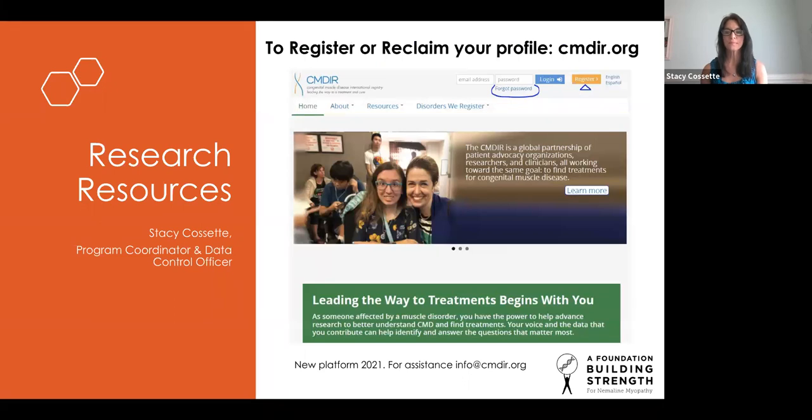There we go. So if you are interested in registering or still need to reclaim your profile on the new platform, just go to cmdir.org. If you have never registered before, click the orange button, which says register. If you have registered in the past, but have not logged into your profile within the last year, then you will need to reclaim your profile.